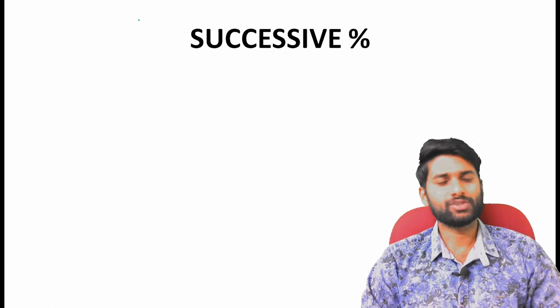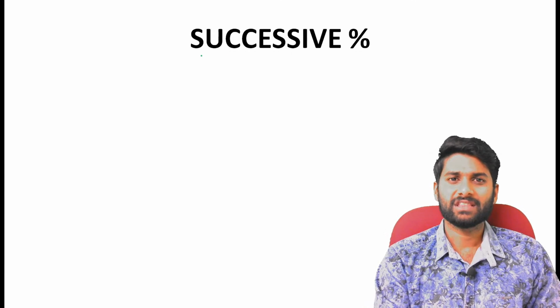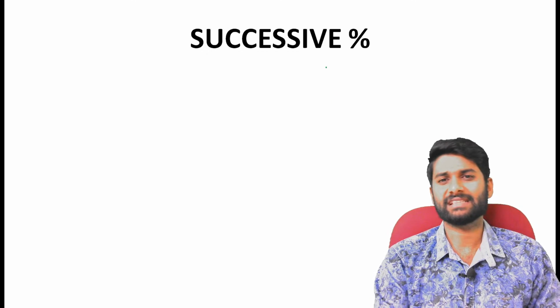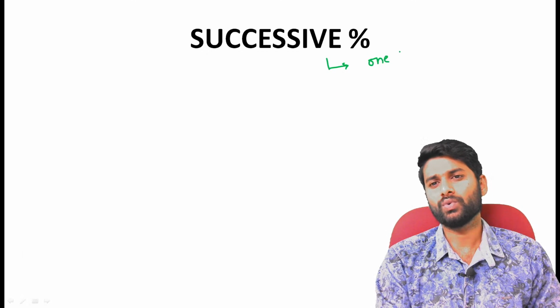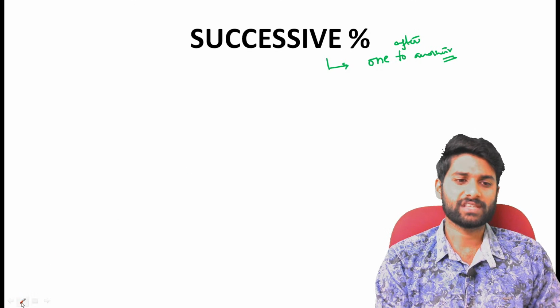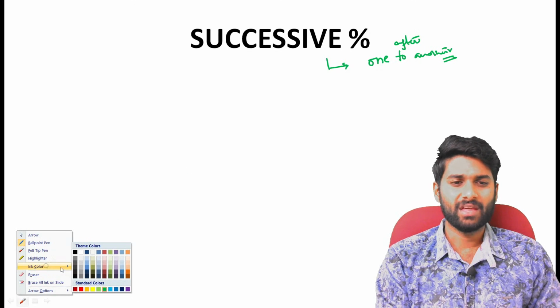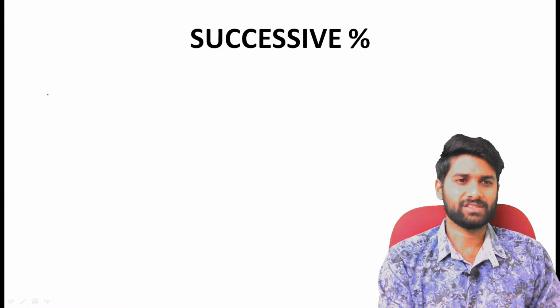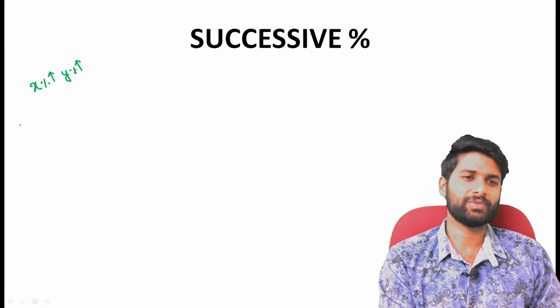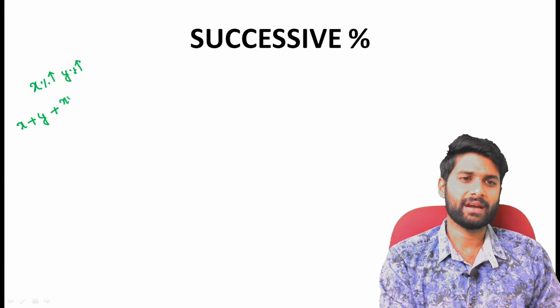Next one, successive percentage. Successive percentage means the operation, whatever the percentage, whether it increases or decreases, is applied successively. Successively means one after another. That is the meaning, guys. First of all, I am going to discuss the formulas. For example, if the value increases by X percentage, and again increases by Y percentage, now the successive percentage value becomes exactly equal to X plus Y plus X into Y by 100.